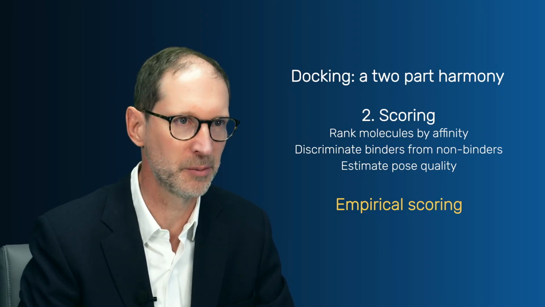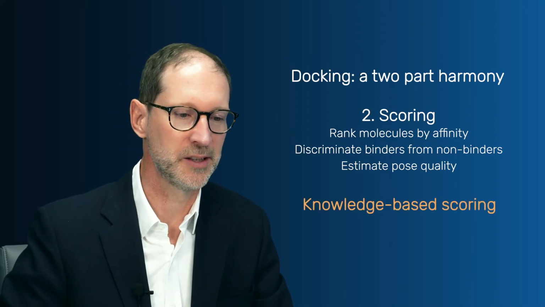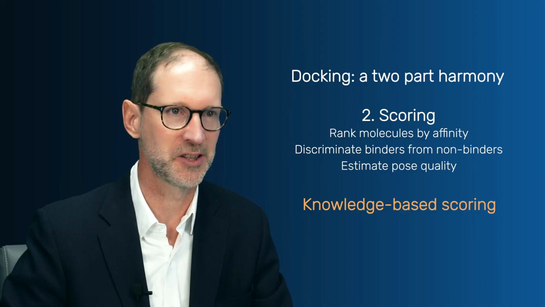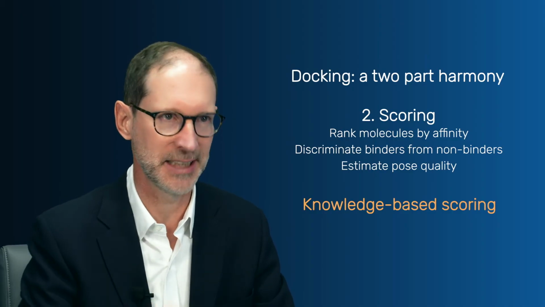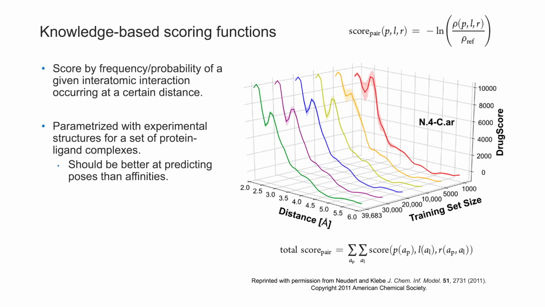And this has led a number of developers to move away from this altogether into what are known as knowledge-based functions, where the score for a particular molecule is the sum of the probability of finding each atom in the molecule at a certain distance from atoms in the protein. So we have a distance term here based on a particular pair of atoms, and then a probability of finding the atoms at that distance. And the sum of those contributions is the score for the molecule. These functions are parameterized purely on protein-ligand complexes. They don't use any affinity data, so they should be better at predicting poses than they are at predicting affinity.